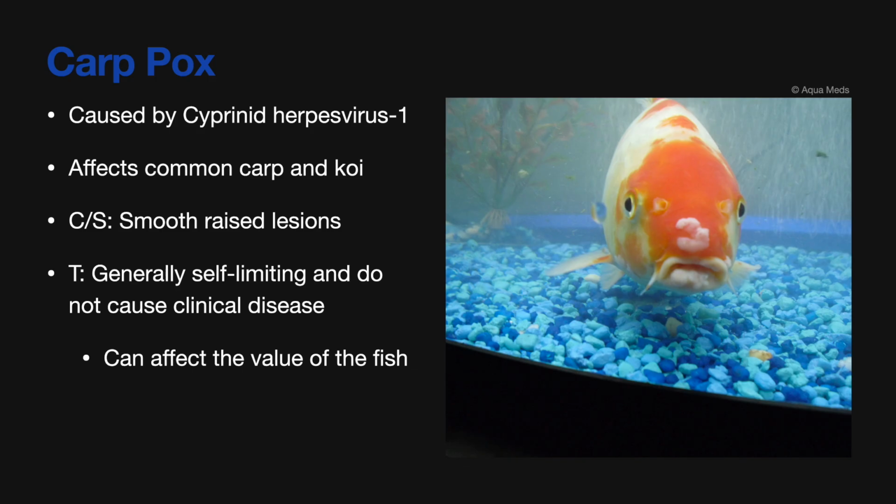Next, we have the viral infections. Carp pox is caused by cyprinid herpesvirus 1, and it affects common carp and koi. This infection results in smooth, raised lesions on the fish. Most infections are self-limiting and do not cause significant clinical signs. However, the lesions can affect the value of the fish.